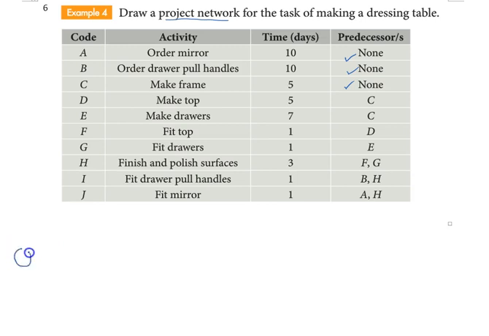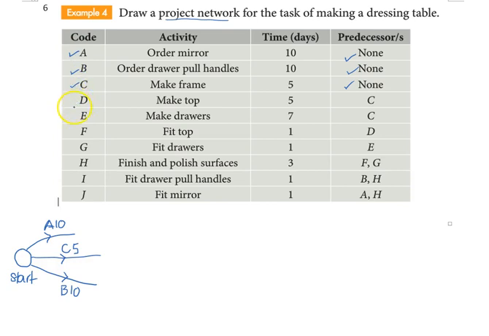We draw a circle and write start. When we start, which activity can we straight away start? It is A, and the time duration is 10. After that, I draw C, the duration is 5, and B, the duration is 10. So I'm done with 1, 2, 3.